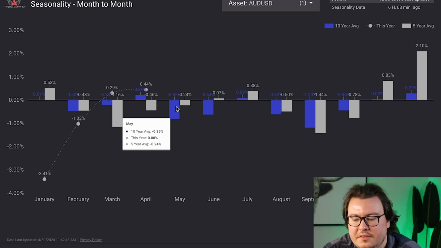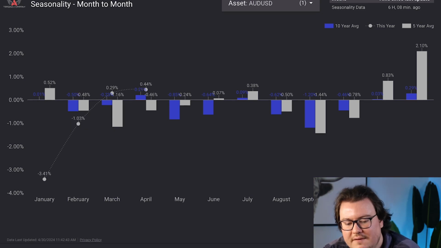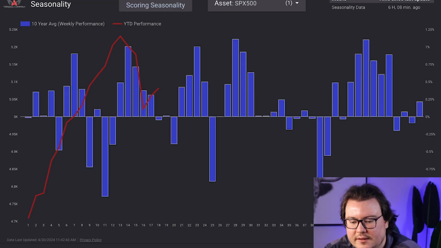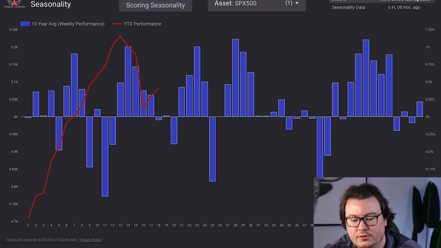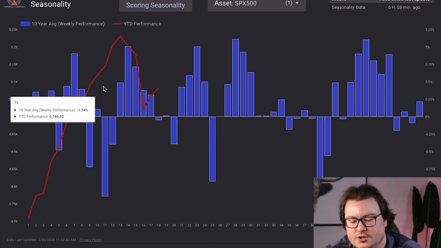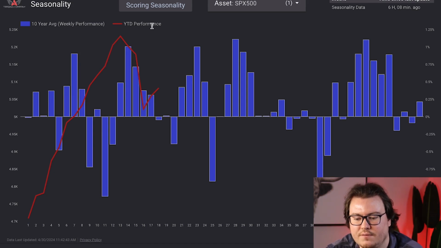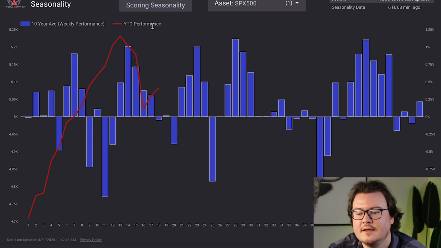So there we go. There's a monthly breakdown for you. And we can go even deeper than that. We can check out the weekly. And the reason the weekly is so cool is because it actually includes the daily price chart. So we can see the year-to-date performance of any asset that we want to take a look at.